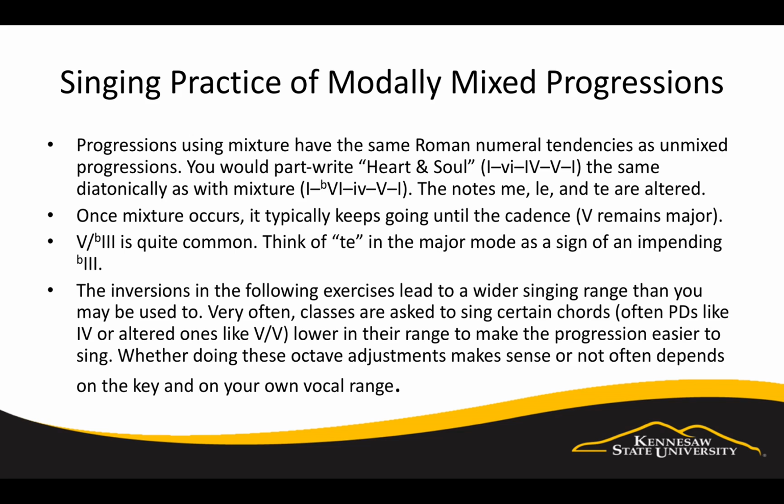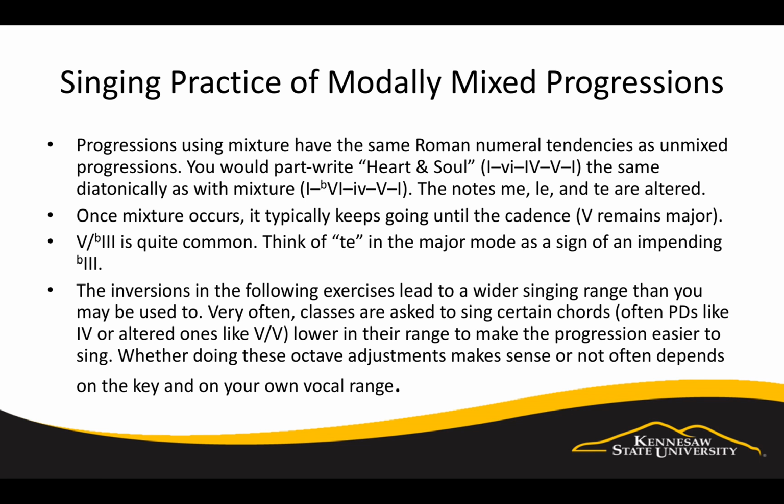Third bullet point, 5 of flat 3 is quite common. Think of te in the major mode as a sign of an impending flat 3. So if we are in C major, and then because C and B flat are a major second apart for roots, you have to use contrary motion with the bass. Now we're on 5 of flat 3. We need to go to flat 3, keep mixture going until we reach the 5 chord, which needs to be major, then cadence back into major 1.